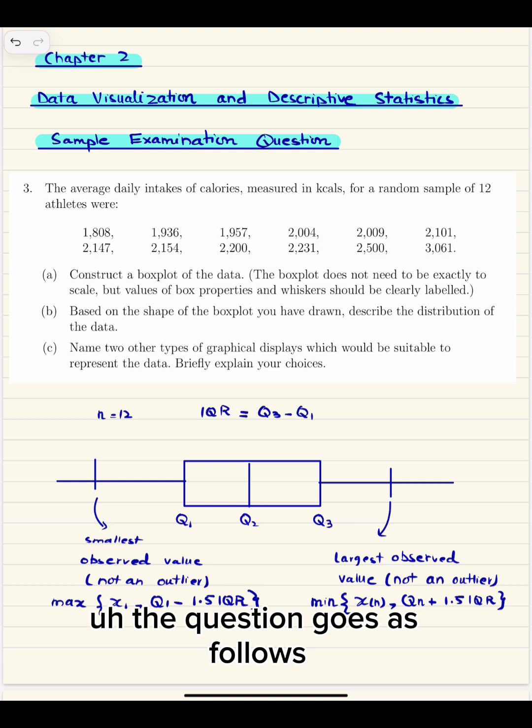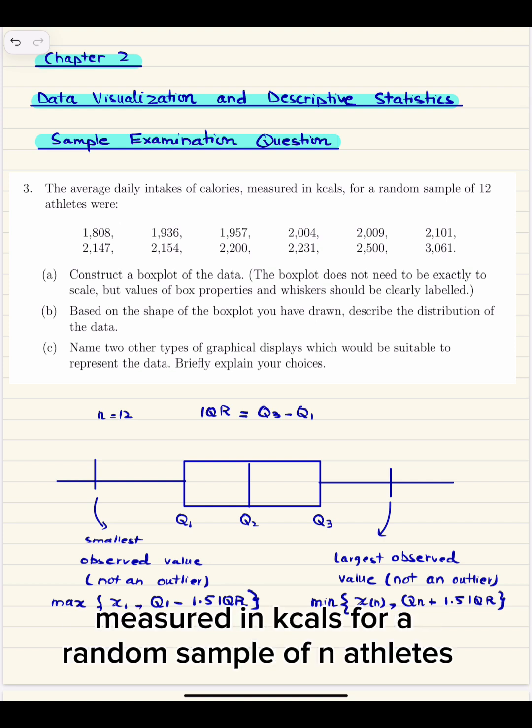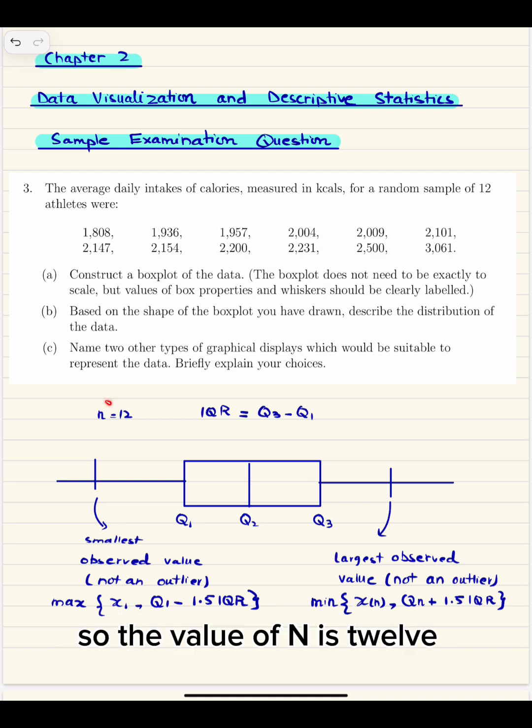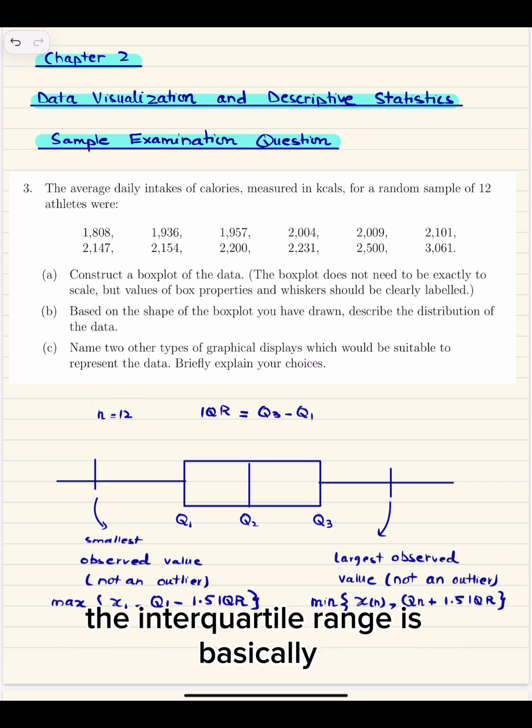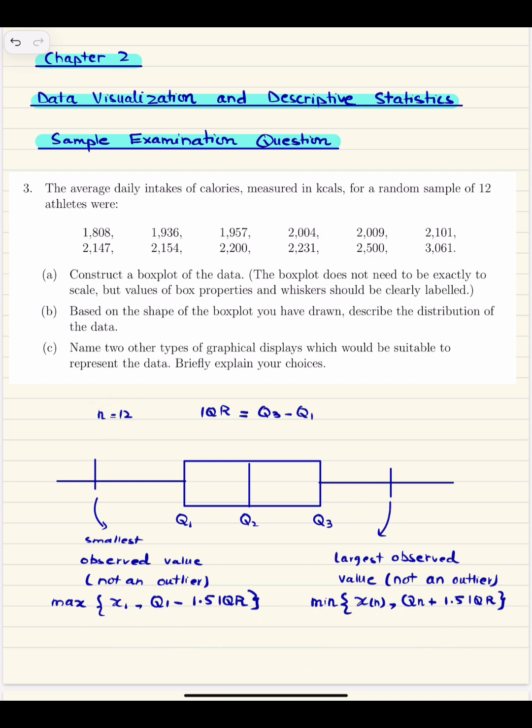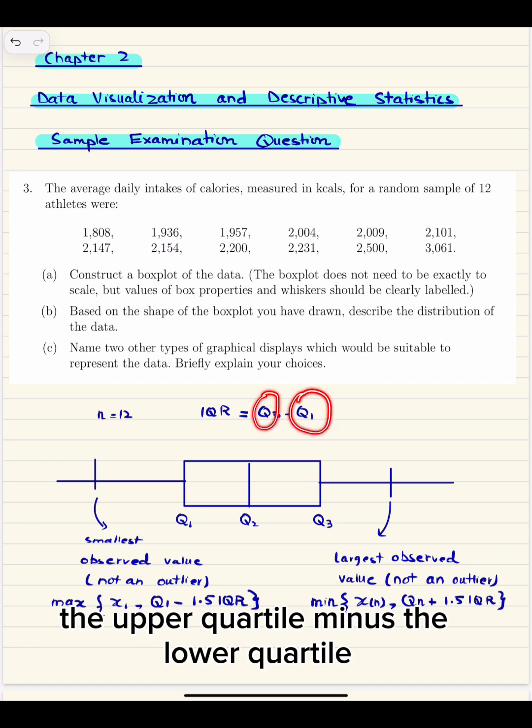The question goes as follows. The average daily intakes of calories measured in kcals for a random sample of n athletes. So the value of n is 12. The interquartile range is basically the upper quartile minus the lower quartile.